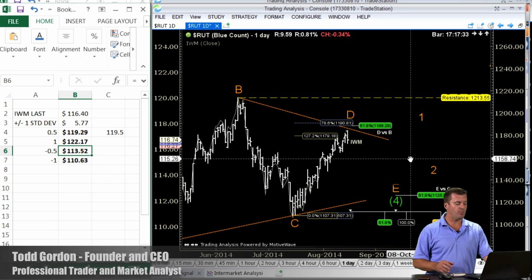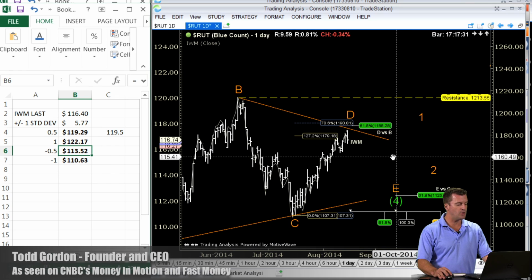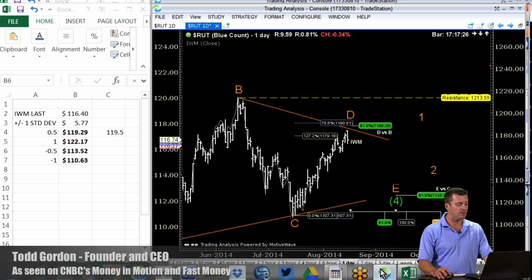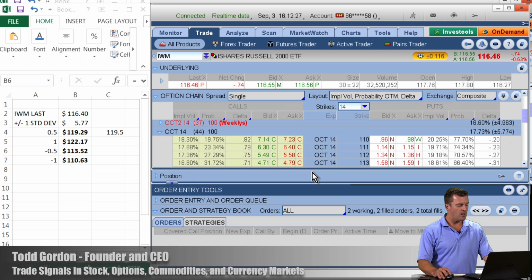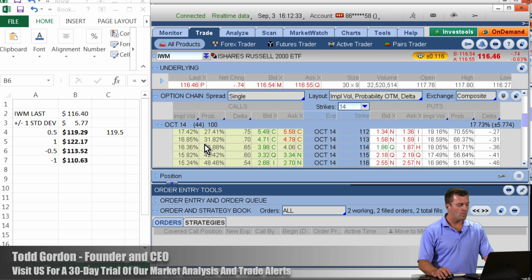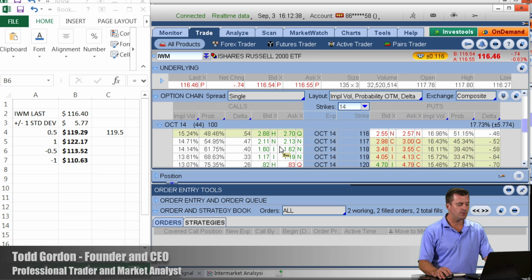So let's get into the platform. Again, the trade we're looking to do is the 119 halves, 113. So let's price this out. In October, we want to sell the 119 calls.